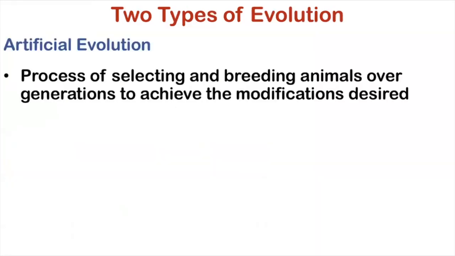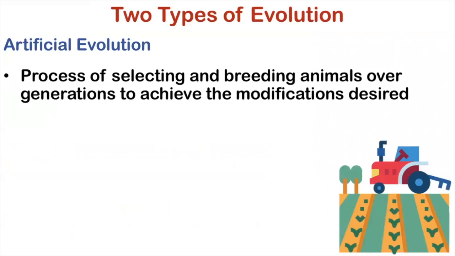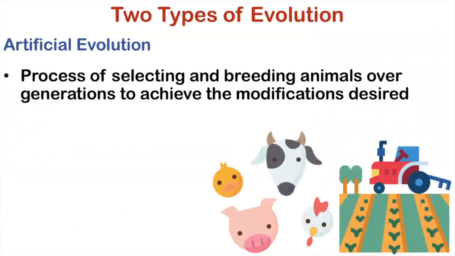Artificial evolution is the process of selecting and breeding animals and plants over many generations to achieve modifications desired by human beings. This is commonly used in agriculture and livestock farming. Farmers choose which organisms will be used for breeding depending on the traits they want to improve. Let's say they want to improve the resistance to temperature changes.